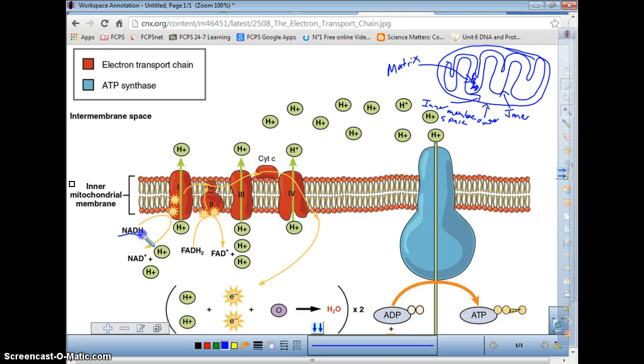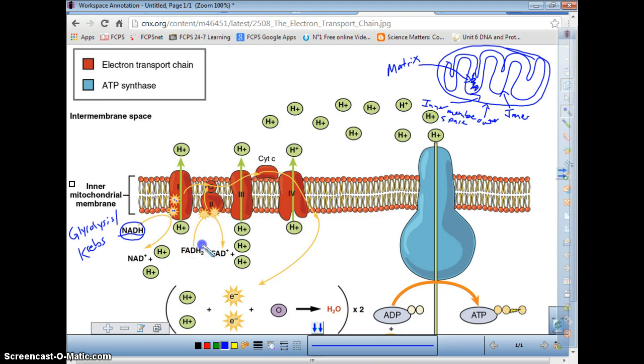What's this? Where did this come from? Okay, what did it do? It dropped off some stuff. What are these little explosions? Electrons and hydrogen ions. Where do the hydrogen ions go? Into the intermembrane space. Okay?